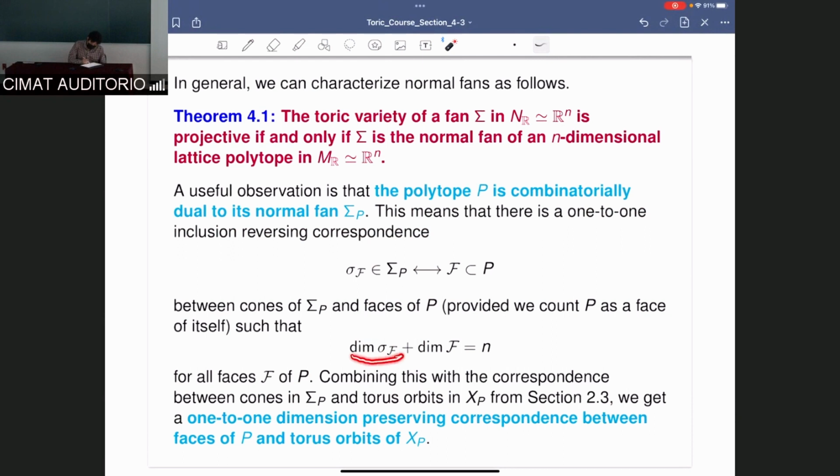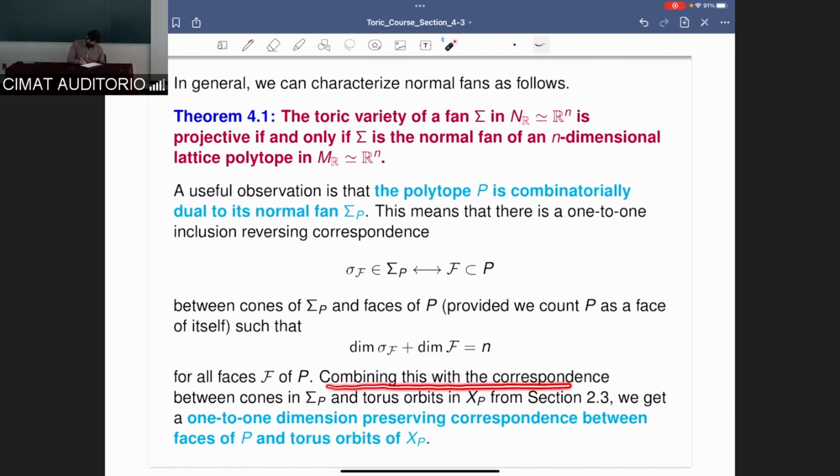The dimension of the face of the polytope F that you start from is related to the dimension of the cone that you get out of it in the way that they add to n. They add to the size of the vector space where we are working. And remember, we assume that our polytope P has size n.